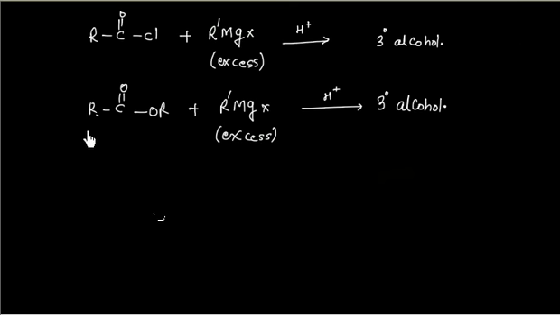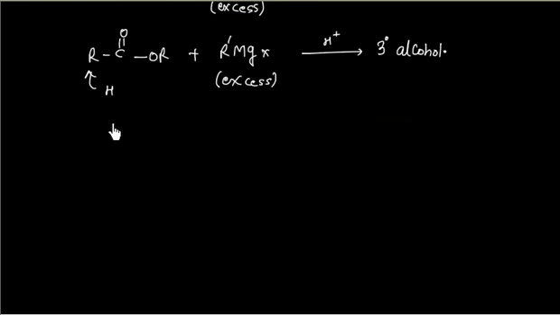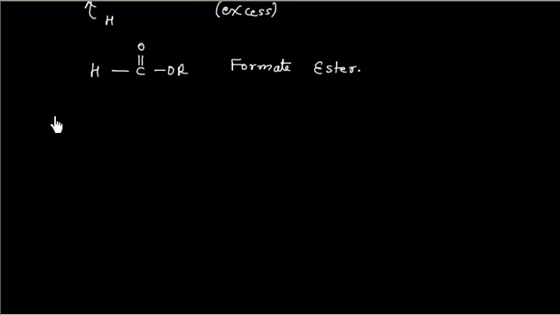We can have a special kind of ester in which this R group becomes hydrogen. This special ester is called formate ester. Let us say we have ethyl formate, a special ester of formate, HCOOEt. So this is ethyl formate. So this is a kind of formate ester.